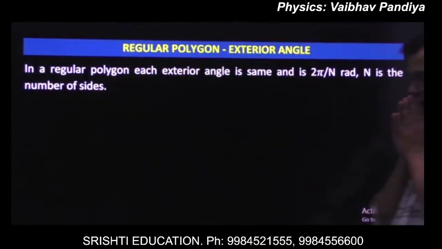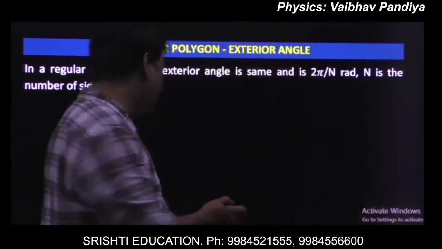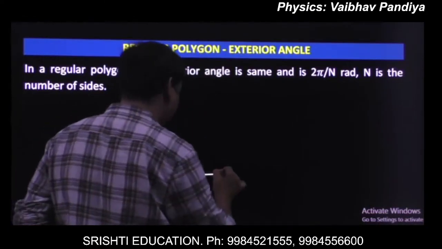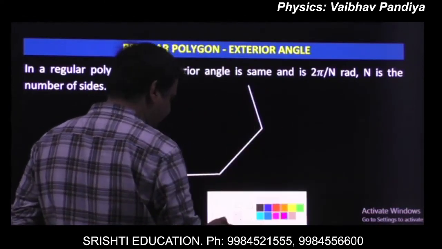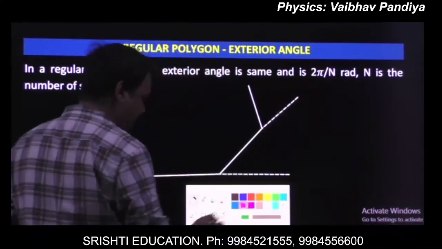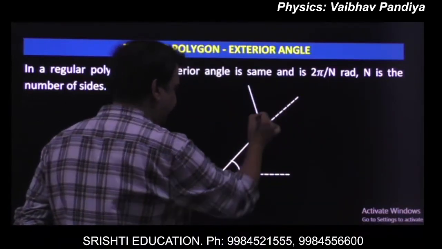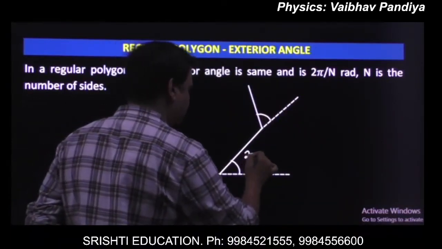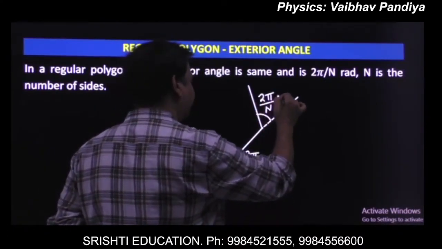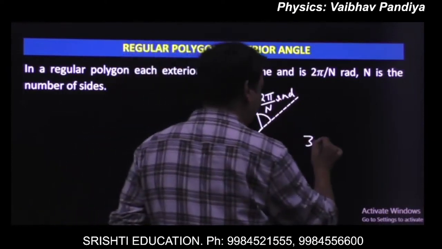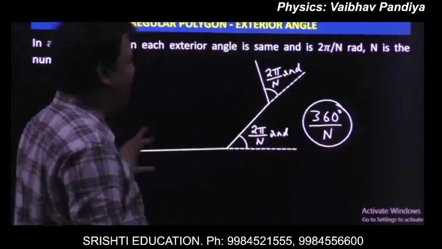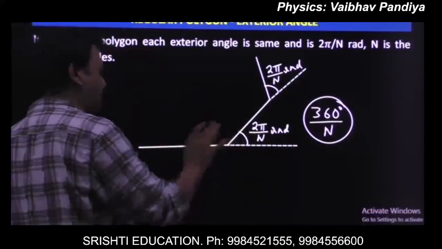Now see, we know that in a regular polygon, all sides are equal and all angles are equal. So from the knowledge of basic geometry, each exterior angle in a regular polygon is 2 pi by n radian, where n is the number of sides. If you write in degrees, it will be 360 degrees by n, correct? This is one of the basic geometrical properties which we have studied in lower classes.